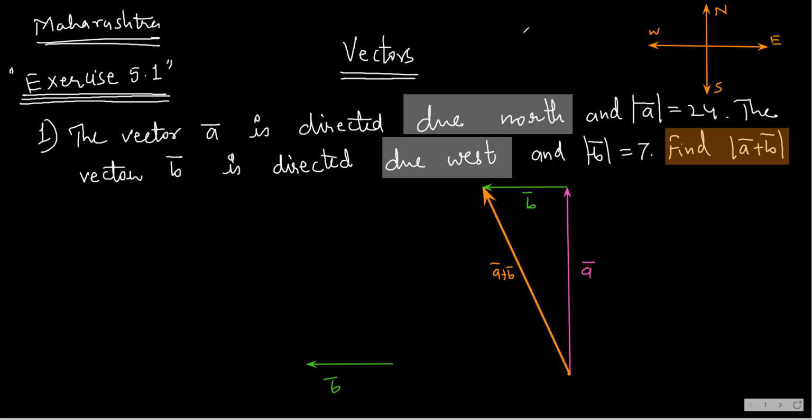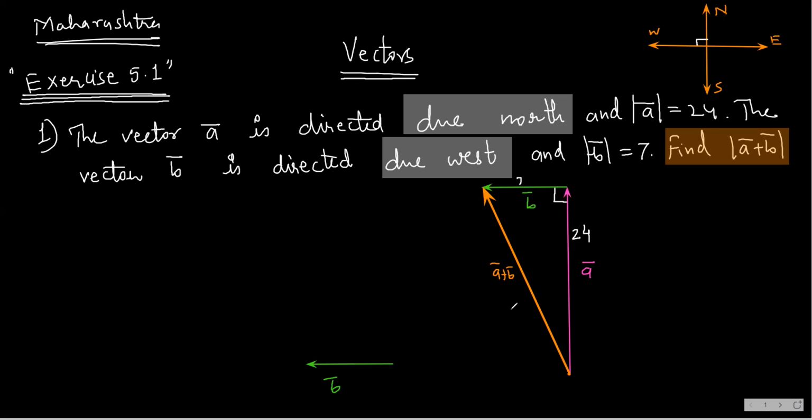Now see, in order to find the magnitude of a bar plus b bar, I will have to find the length of this segment, the one which is representing a bar plus b bar. I'll have to find the length. Now I noticed that this angle is a 90-degree angle. Why? Because the direction here is north direction and west direction, the angle is 90 degrees. Now I know the lengths of these two perpendicular sides. Mod of a bar is 24. That gives me this side as 24, this side as 7.